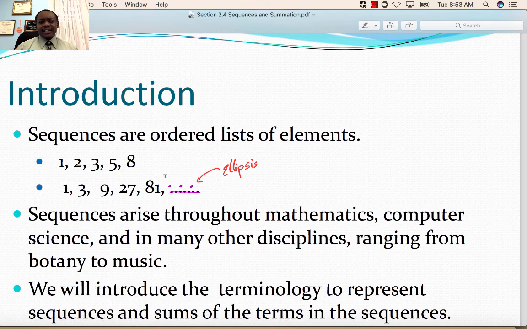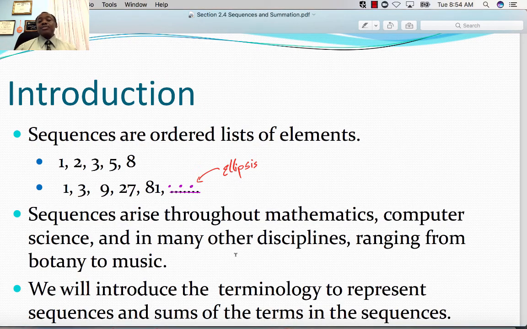So if I'm interested in the next term, what would that term be? I have to figure out, is there some kind of pattern between these elements? Can I discover the pattern? What if I'm looking for the 589th term? Do I have to list out all the elements before I can find that term? Or can I find a general formula that predicts each term? In that case, if I'm looking for the 697th term, I just plug 697 into the formula. We would observe that it is very easy to determine the formula. Sequences arise throughout mathematics, computer science, and in many other disciplines ranging from botany to music.